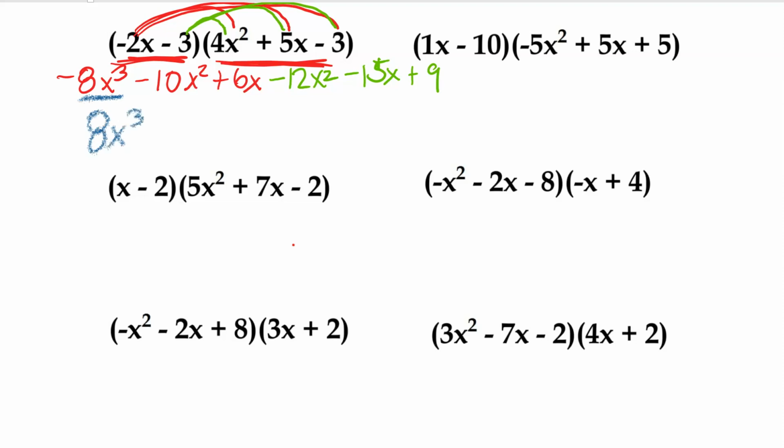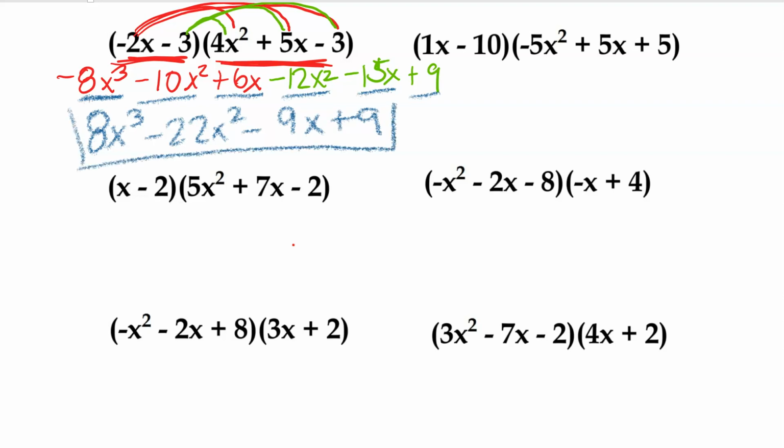Y'all like my pencil? And then we combine these, and we combine these, and that gives us a negative 22x squared. And then we combine these, and we combine these. That gives us a negative 9x. And then you're lonely, plus 9. That's my answer.